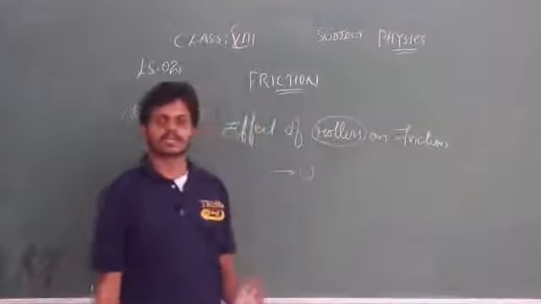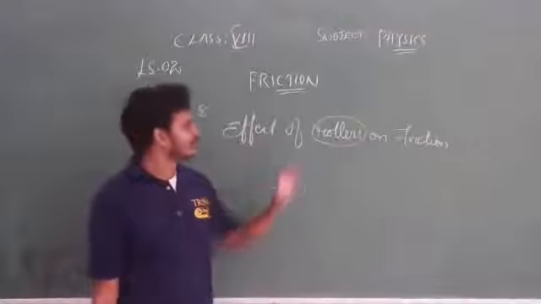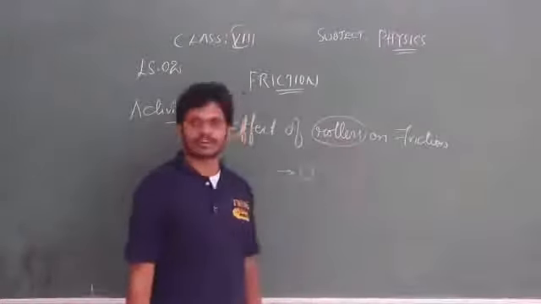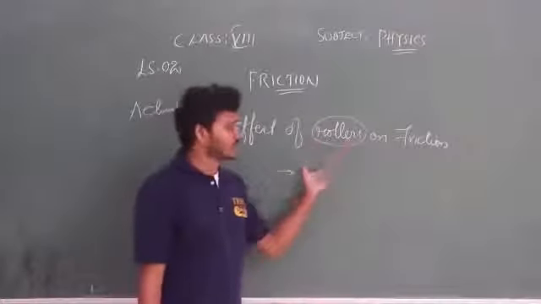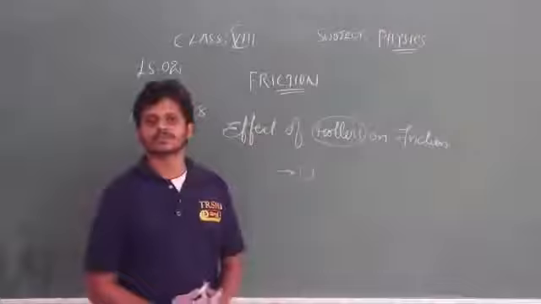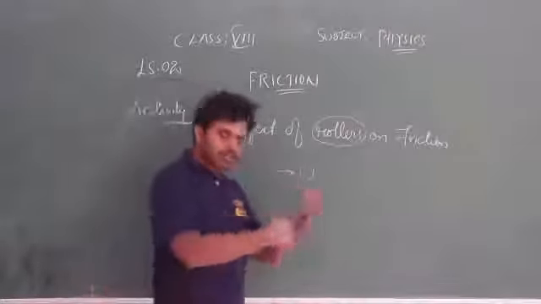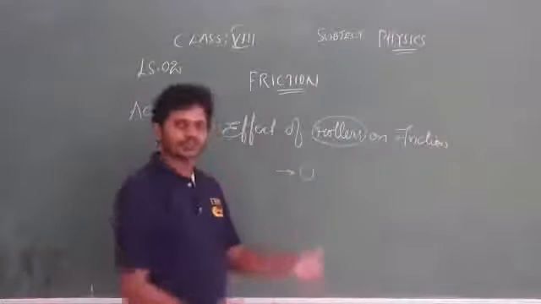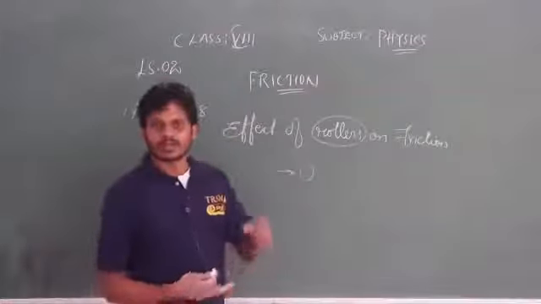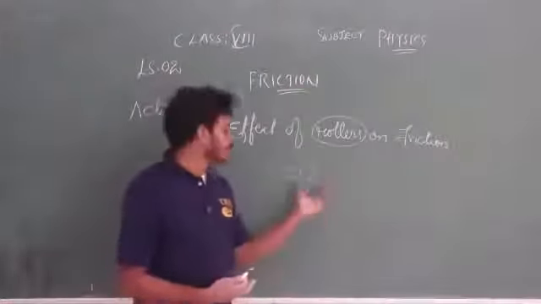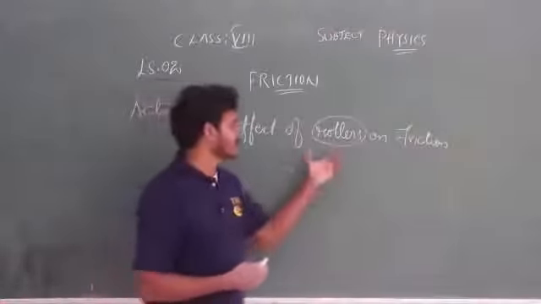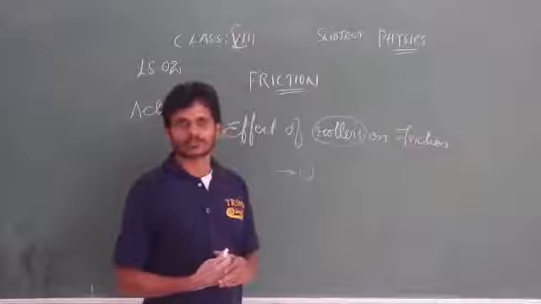Yes, it shows effect on friction. Rollers show effect on friction. Which are said to be rollers? Objects which roll, we call them rollers. Examples like wheels, marbles, ball bearings, all this comes under rollers only.